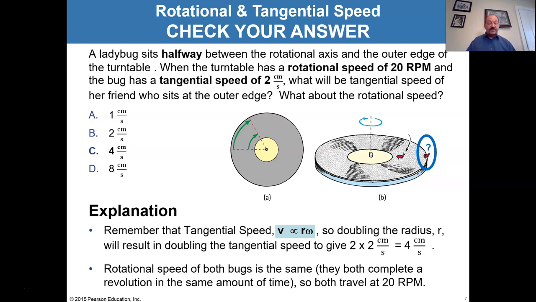And rotational speed of both bugs is exactly the same. They both complete a revolution in the same amount of time. They're both going 20 circles per minute, 20 RPMs, 20 revolutions per minute.